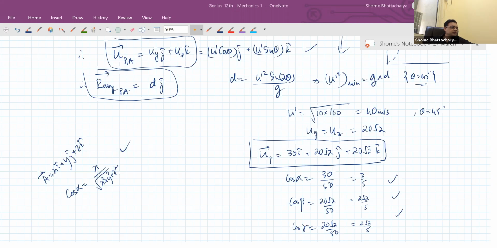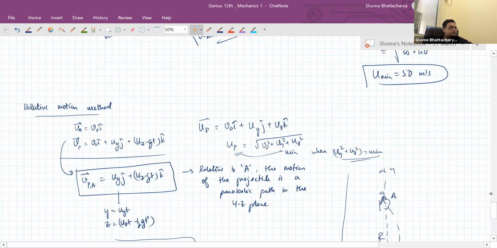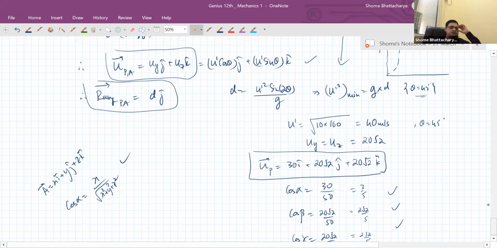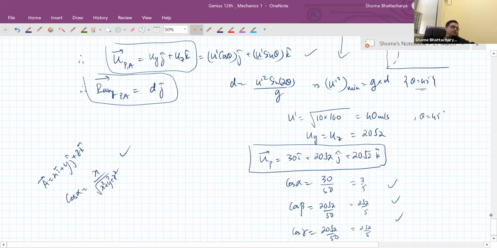Okay people, I hope this question is clear to all of you. To visualize it, relative motion is the easiest way. If you're sitting on object A, which is moving at constant velocity v naught i cap, the projectile should look like it started at a point away from you on the y-axis. So it's moving in the xy plane and coming and hitting you. So its projectile motion relative to A is only happening in the yz plane. So it's very easy to calculate that trajectory and the condition for minimum projection velocity with respect to A.